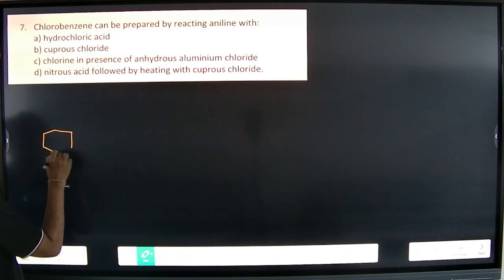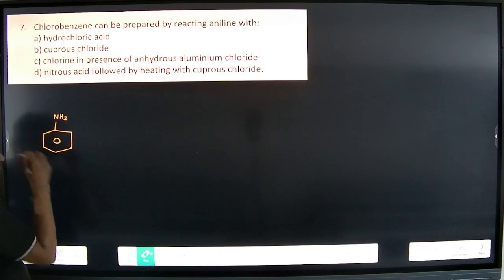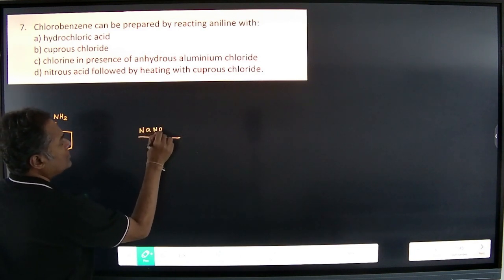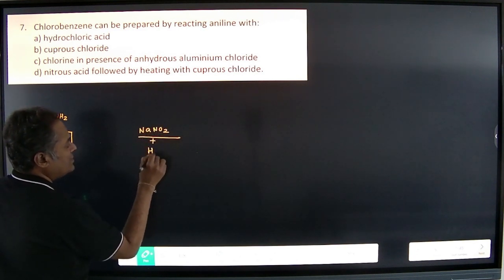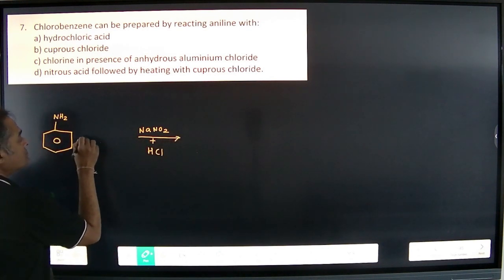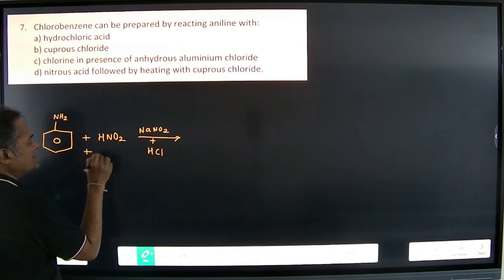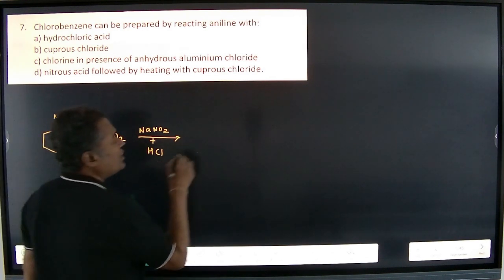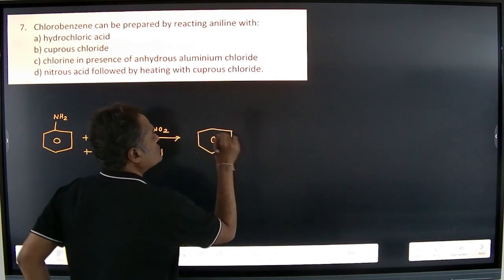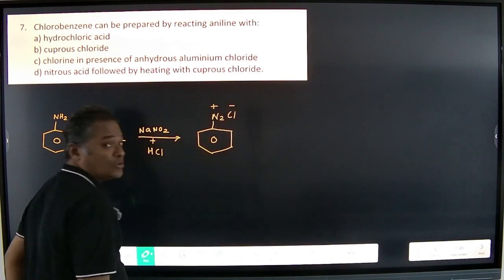I have an aniline unit. This is aniline. Now, treat this aniline with NaNO2 plus HCl. What happens because of this? It basically forms nitrous acid along with some amount of HCl. Because of that, you will be getting a diazonium salt. That means this reaction is known as diazotization.